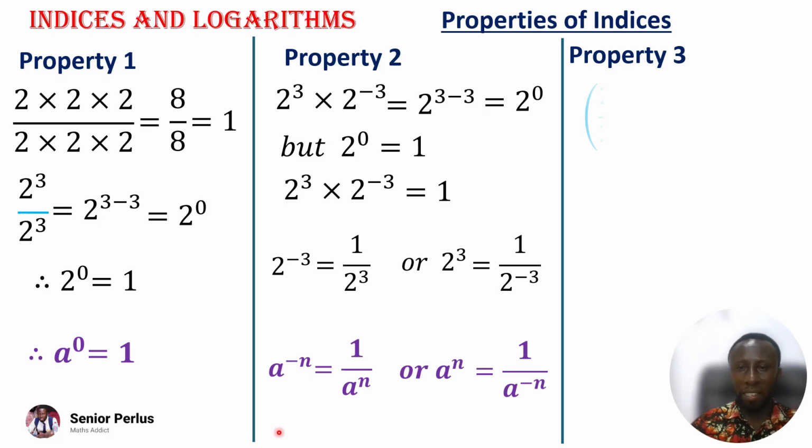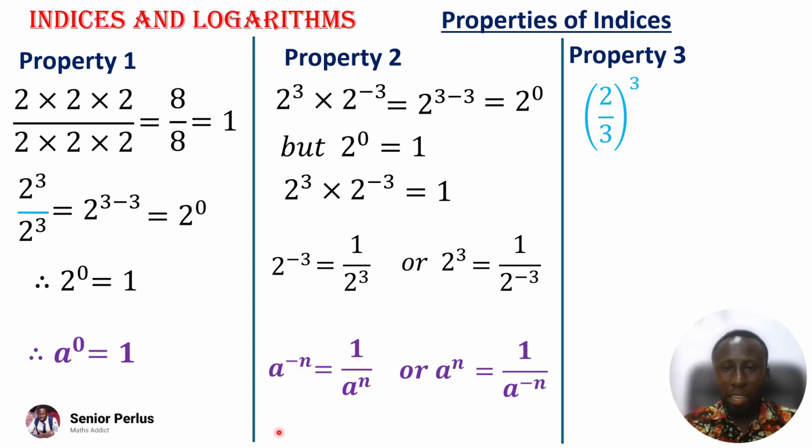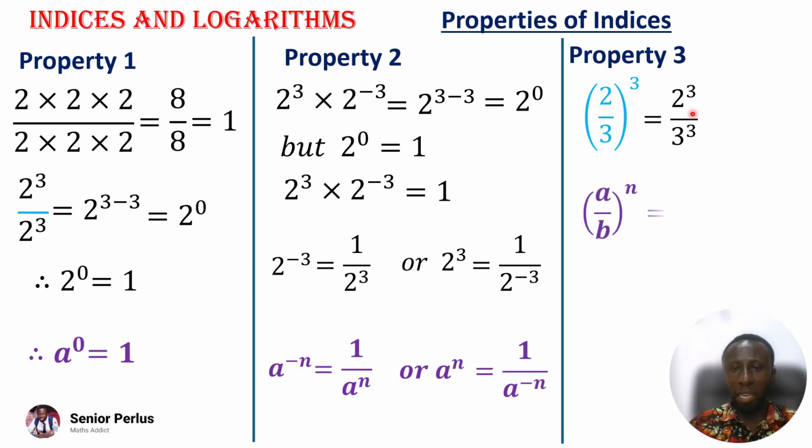Then property 3, we have this. The property 3, 2 out of 3, all bracket closed, to the power 3 here. This power will affect the two of them. So this is what I'm saying. Good. That's property 3. So therefore, you can conclude that anytime you have this, you can rewrite it as this. This is for the property.